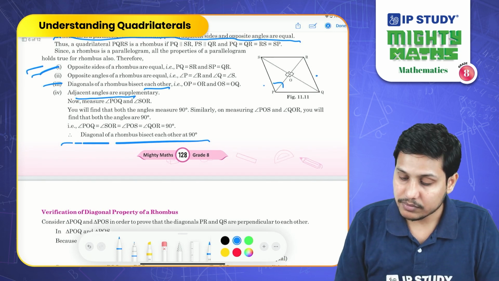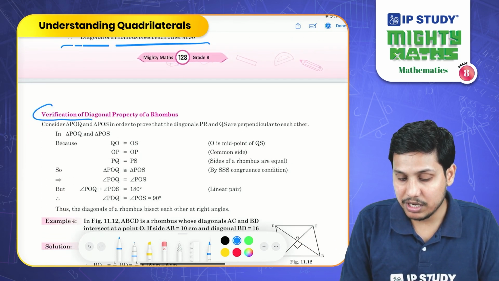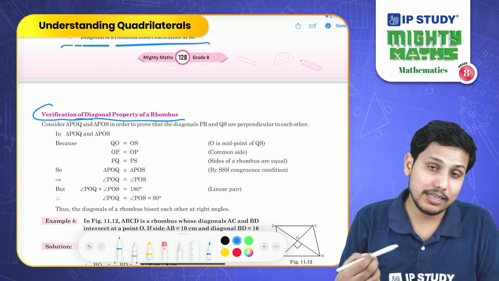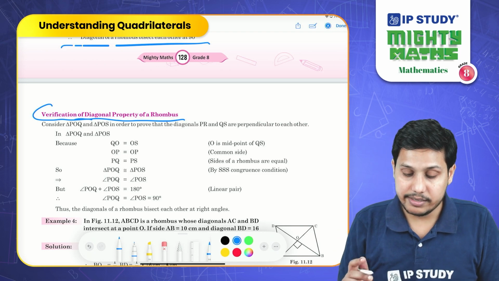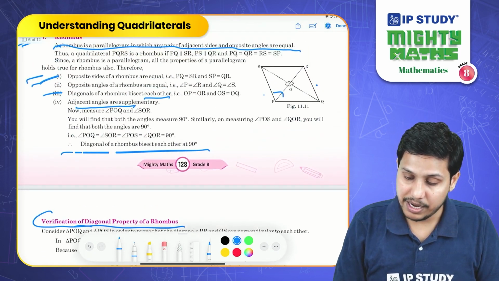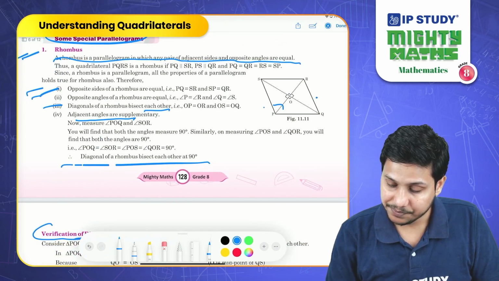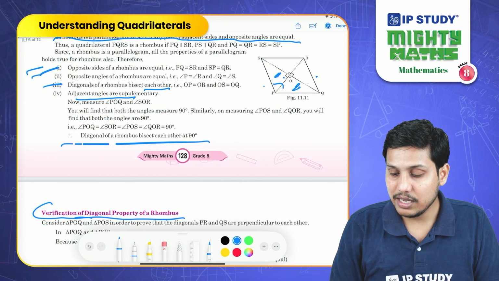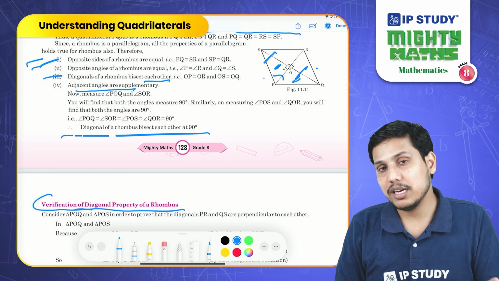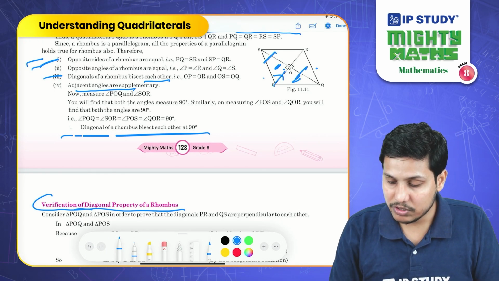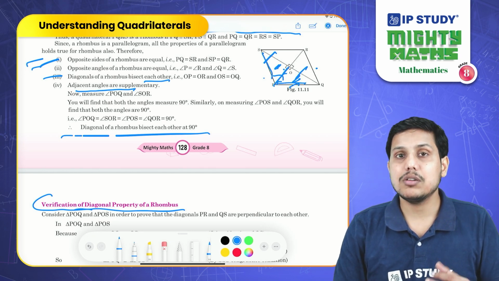Clear? Now let's suppose we have to verify the property of diagonals, that is, they bisect each other at 90 degree angle. So let's do this using this rhombus PQRS. So here we have POQ, this one and this one. Here we can see how these two will be equal. First this part will be equal to this because diagonals bisect each other. Now this is also common, and adjacent sides will also be equal because all the sides are equal.